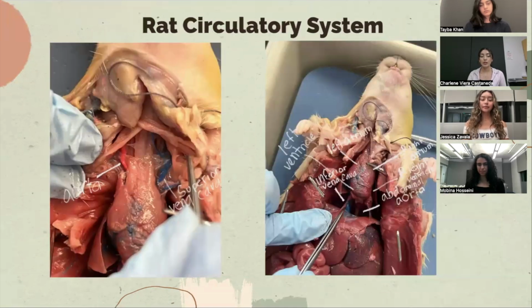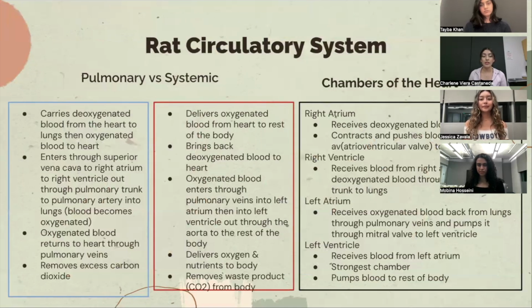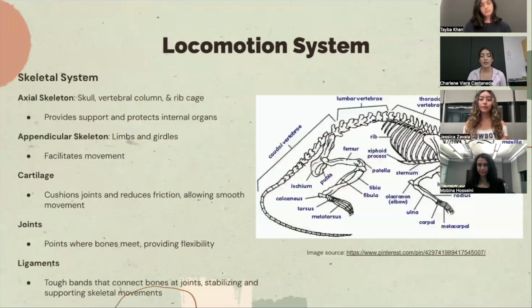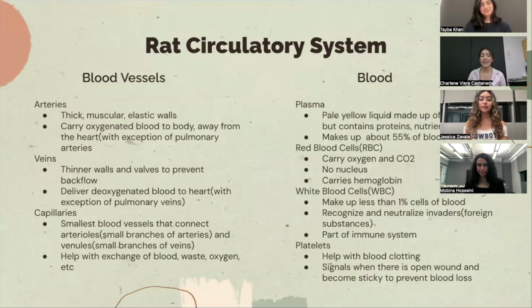This is the rat circulatory system. It has double circulation, pulmonary and systemic. Pulmonary carries deoxygenated blood from the heart to the lungs and oxygenated blood to the heart. The systemic delivers oxygenated blood from the heart to the rest of the body and brings back deoxygenated blood to the heart. It has 4 chambers: the right atrium, right ventricle, left atrium, and left ventricle. The main blood vessels are the arteries, veins, and capillaries. The different components of blood are plasma, red blood cells, white blood cells, and platelets.